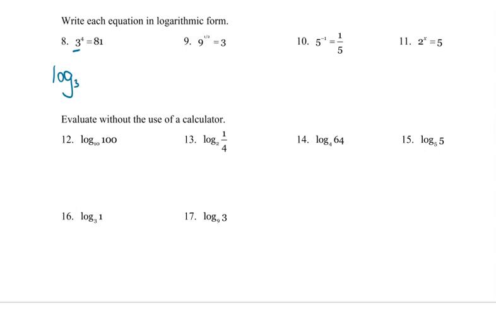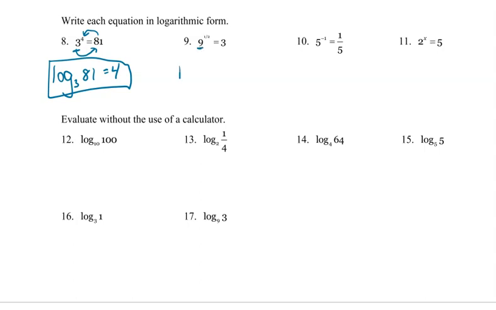This is going to be log base 3. Go to the other side. That's what's going to be inside of the log. So it's log base 3 of 81 equals 4. That's changing it to a log.